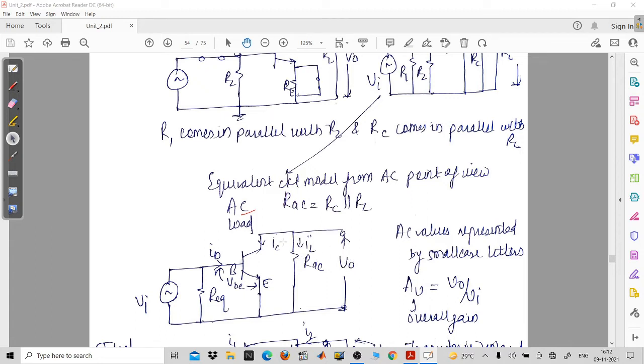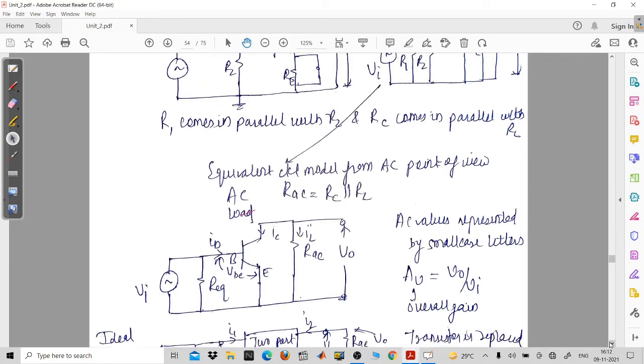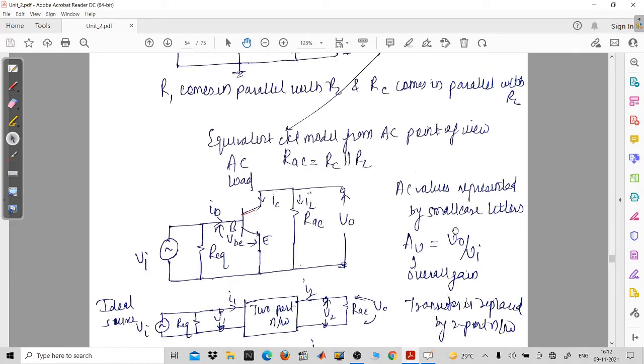Because now your IL is flowing through the improved load resistance, that is the AC load. So in this case, what will be your AV? AV will be equal to V0 upon VI. So now you will have to replace this transistor by a two port.